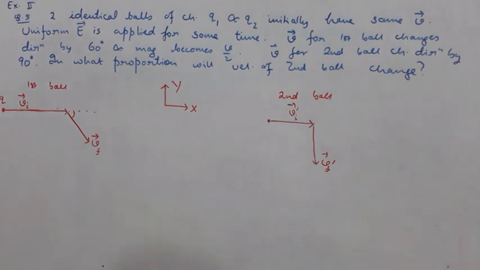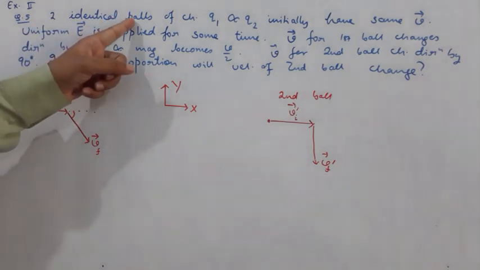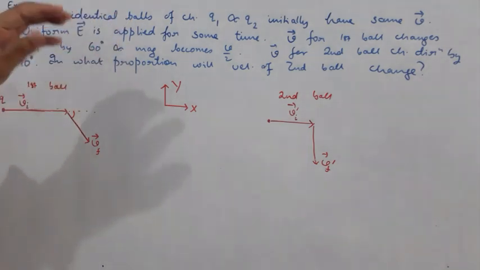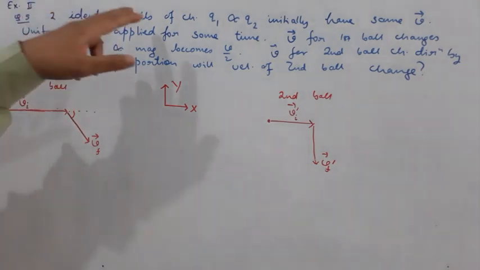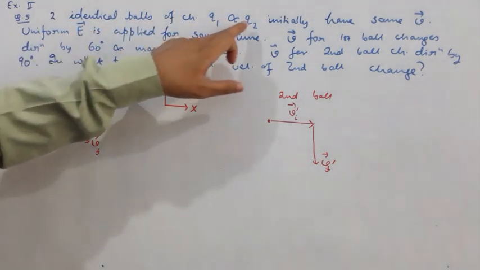Next I would like to discuss question number 5 of exercise 2. For your convenience I have also written the question on the board, but I would suggest you to see the assignment which I had given to you. The question is like this: two identical balls, identical means in terms of mass, density, radius, etc. They have different charges Q1, Q2.